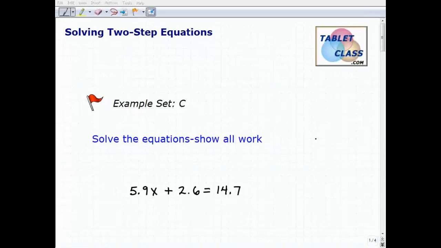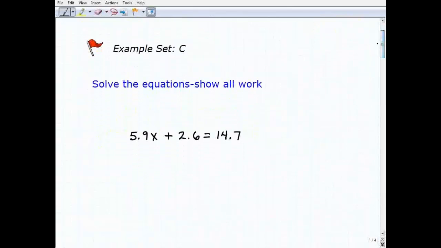Hello, welcome to the video on solving two-step equations. This is our third example set, C. If you're able to do the previous example set problems and understood the lesson, then this is really going to be pretty easy because it's going to be the same thing. Basically, we're taking the same two steps to solve these equations.